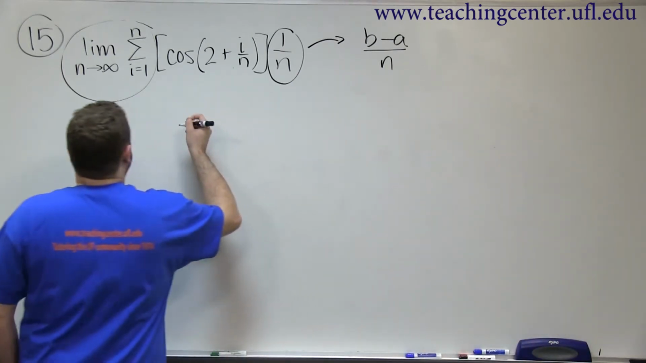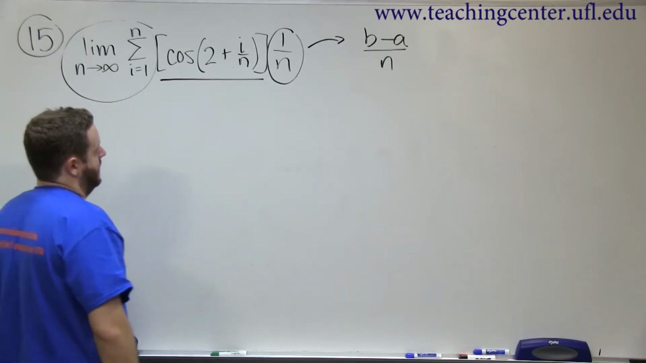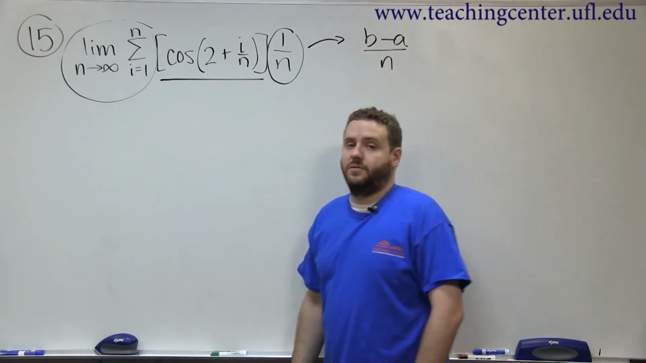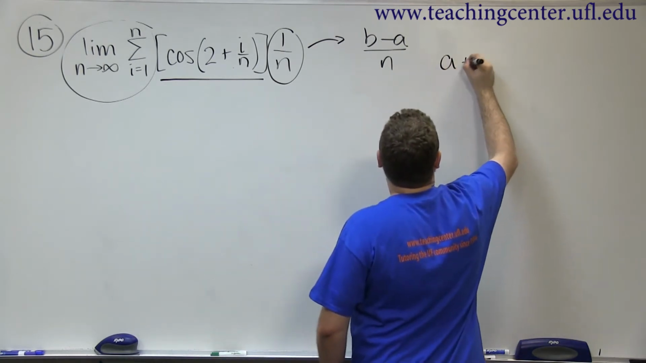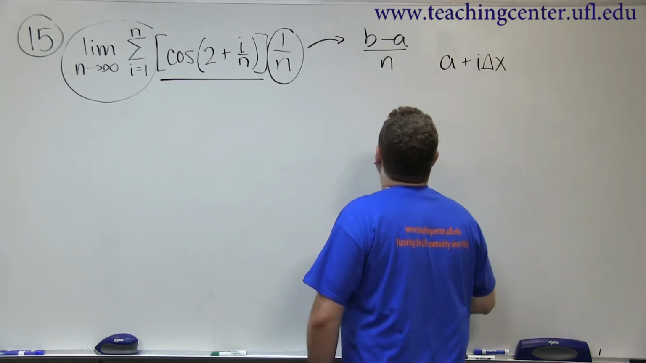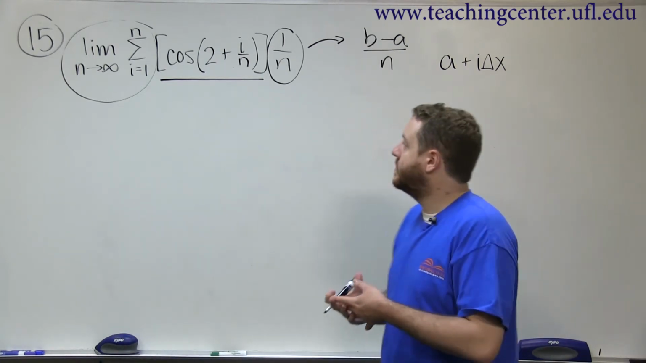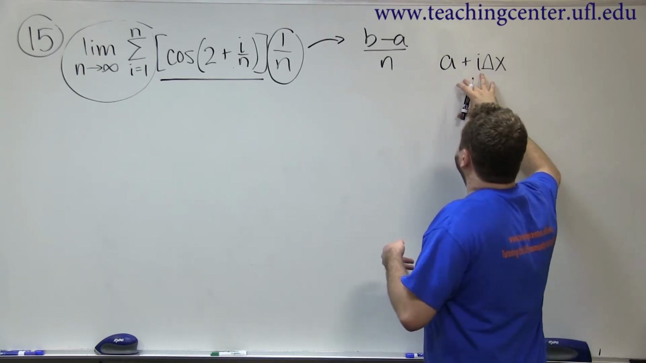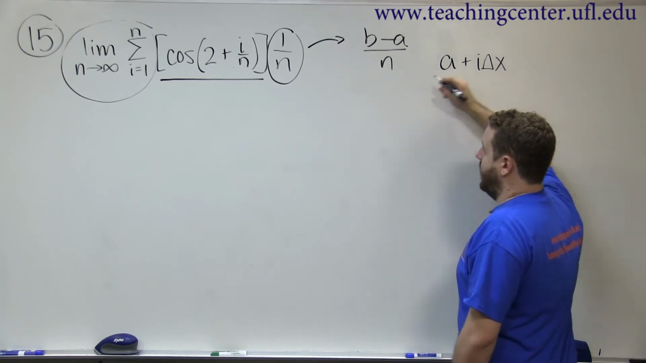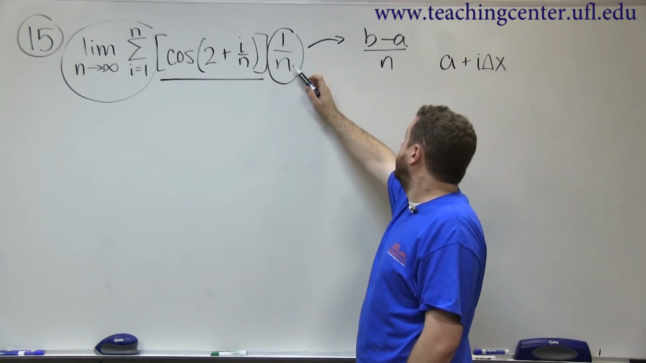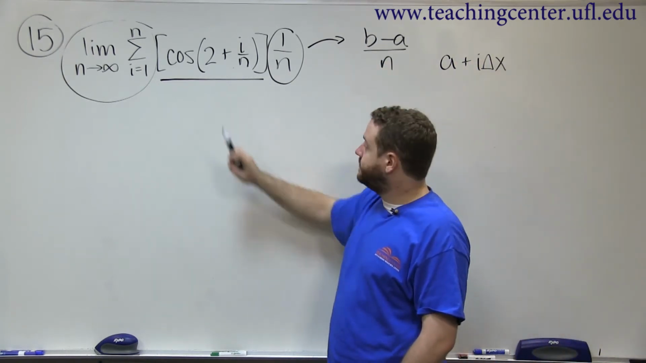The other part of this summation, cosine of 2 plus i over n, this is going to tell us what our function is. So if you remember from problem number 14, when you have the term a plus i delta x in your Riemann sum, that tells you where the x is in the function. Notice we have something that looks kind of like that inside this cosine. Our delta x in this problem is 1 over n. We already determined that. So i times 1 over n would just be i over n. We have that right here.